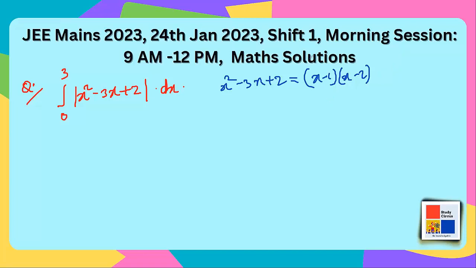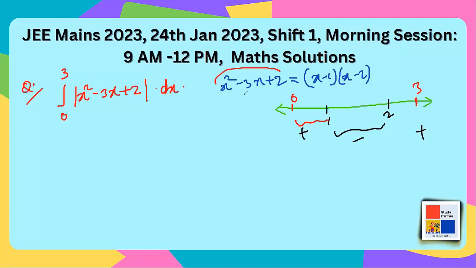So if I make the number line, this is 1, this is 2. So in this region positive, here also positive, and this region it is going to be negative, right? And here we have 0, and here we have 3. So from 0 to 1, the value of this thing is positive, and from 2 to 3 also, the value of this particular thing is positive. So to remove the modulus sign, wherever it is positive, it will be as it is, and wherever the function value is negative, it will be opening with a negative sign.